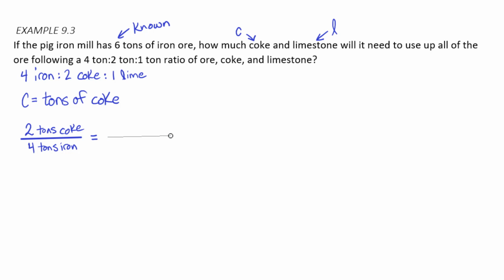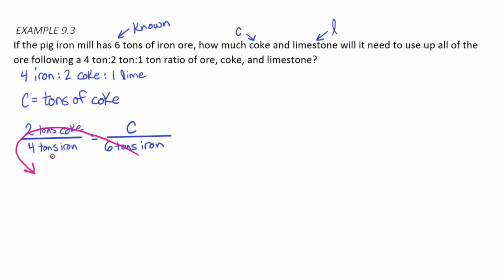On the right-hand side, we're going to include the information that we know, which is that we have 6 tons of iron. We put that on the bottom because it's on the bottom on the left-hand side. And we would like to know for that many tons of iron, how much coke do we need? And that is what we're symbolizing with C. In order to solve this problem, we cross multiply.